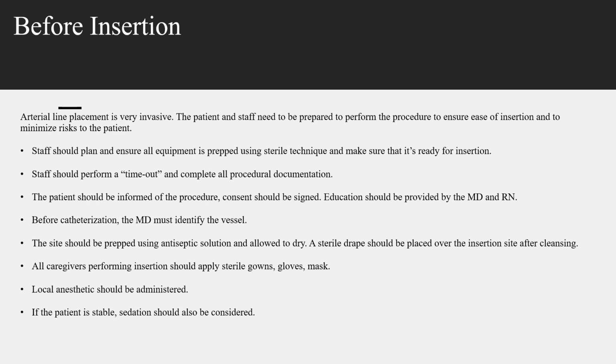Before catheterization, the doc should identify the vessel, and again, that should be on palpation and by use of ultrasound. The site should be prepped using antiseptic solution and allowing that drying time that's part of the sterilization and antiseptic process. And then you should place the sterile drape over the insertion site. All caregivers, again, performing insertion should be in sterile supplies, sterile gowns, gloves, masks. Typically, the doc is going to give the local anesthetic, and if the patient is stable, sedation should be considered just as ease of comfort for the patient. But then, of course, making sure you're monitoring them.